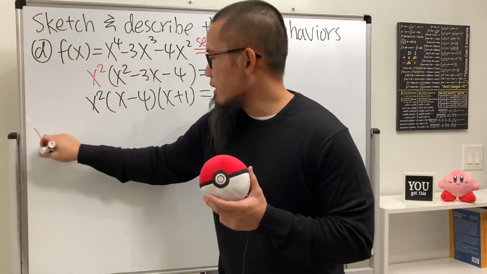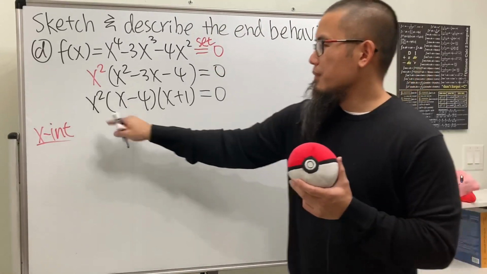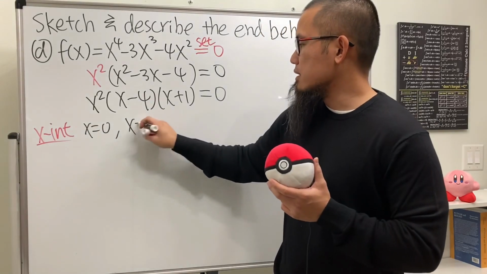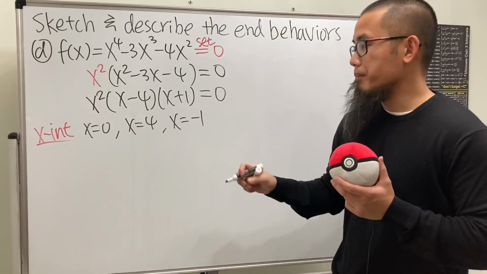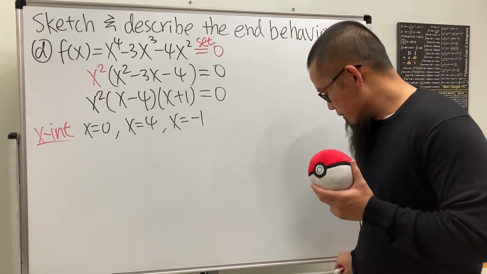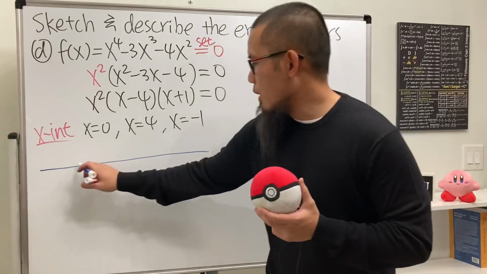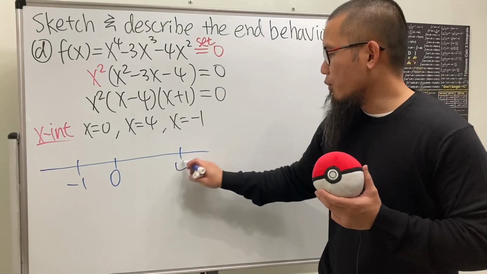All right, so now let's go ahead and find the zeros or the x-intercepts. For the first factor, we get x is equal to 0, and then next we get x is equal to 4, and lastly we get x is equal to negative 1. All right, so now the number line. Let's go ahead and put that down right here. Negative 1 will go first, next will be 0, and then lastly we have the 4.